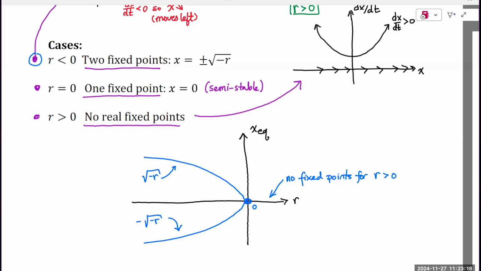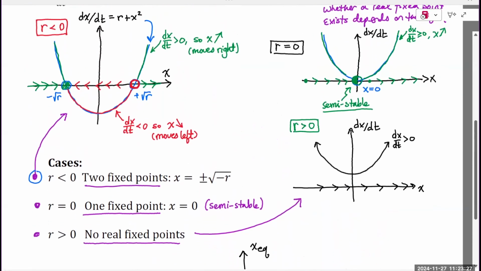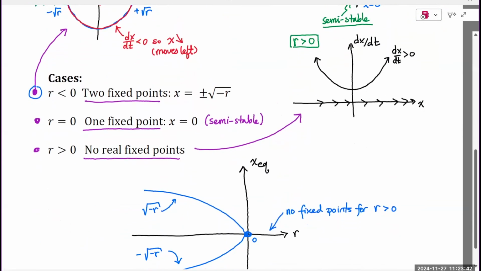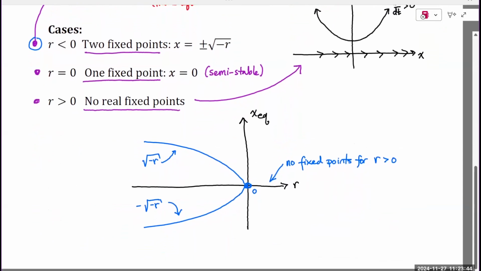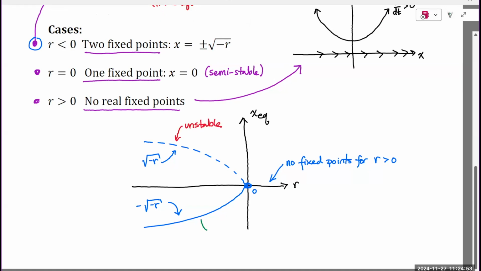So this is a start, but there's actually a little bit more information that we can include on this. For example, whether or not that fixed point is stable. So remember, if we look back at the r negative case, we see that the negative root r equilibrium point is stable, whereas the positive root r equilibrium point is unstable. We indicate that by using a dotted line for the unstable branch and a solid line for the stable branch. This is the bifurcation diagram for our particular ordinary differential equation system.